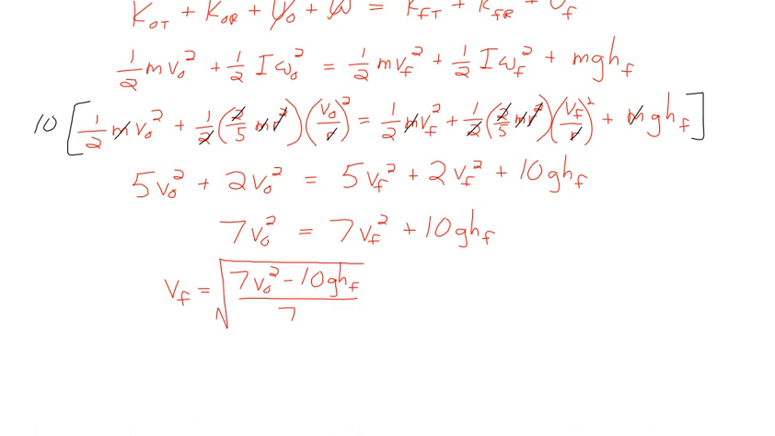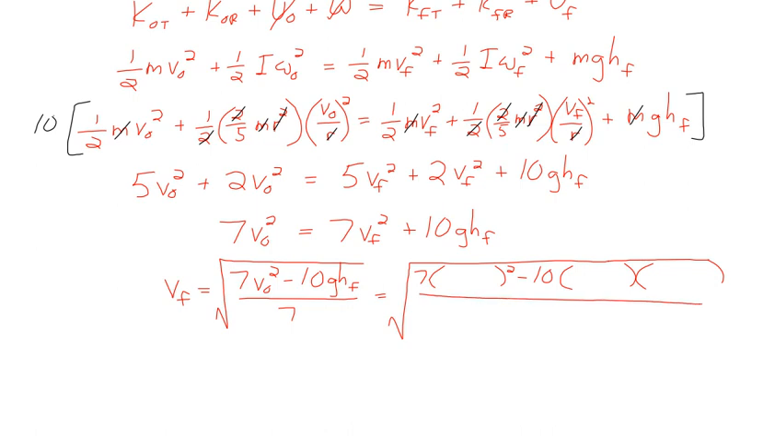So again, a lot of algebra, but not really a lot of heavy physics. It's just that a lot of this stuff cancels out. So I'm going to get 7 VO squared minus 10 GH, all over 7. And that'll get you the answer.